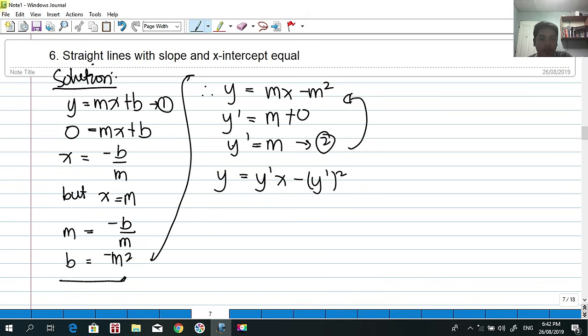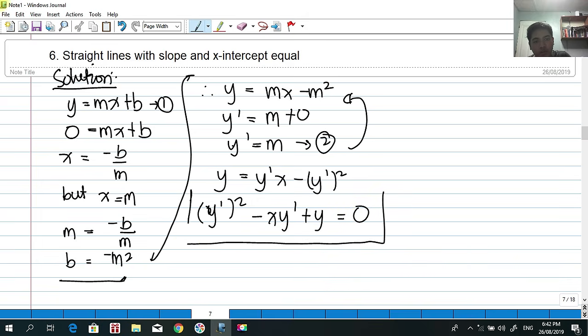I'm just going to do a little variation in this. So it can be rewritten as y prime squared minus x y prime plus y is equals to 0. So this would now be the differential equation for this condition number 6. Straight lines with slope and x-intercept equal.